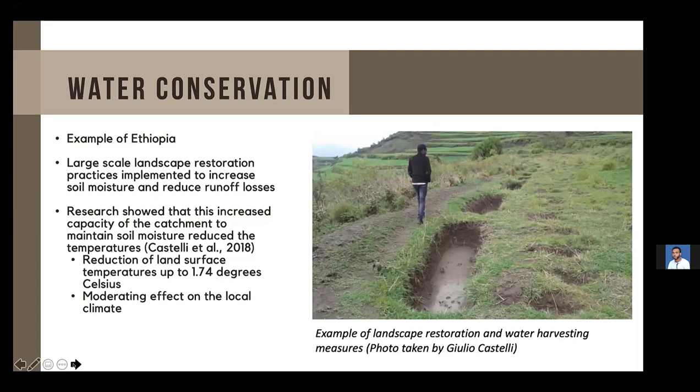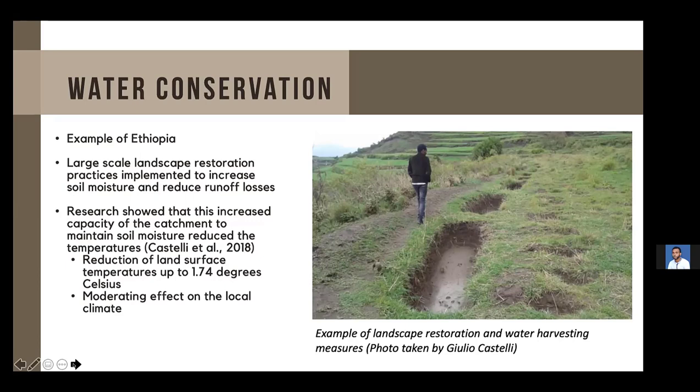So yeah, in Ethiopia, there's large-scale landscape restoration practices implemented to increase soil moisture and reduce runoff losses. And some research, again by Giulio Castelli, showed that after a full campaign of this, the general temperature of a watershed that was restored was actually 1.74 degrees Celsius lower, which doesn't sound like much, but that's an average value, which means that it's pretty significant to reach that number. So it really shows how these micro changes can have a macro effect at the local and landscape level.